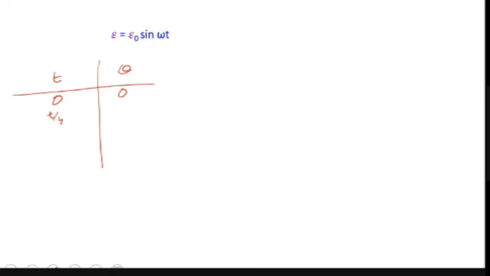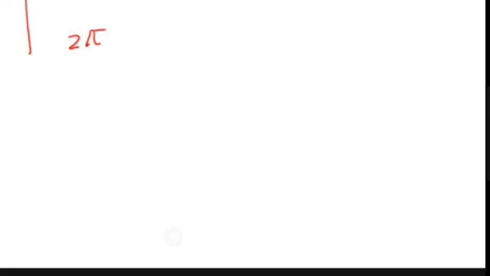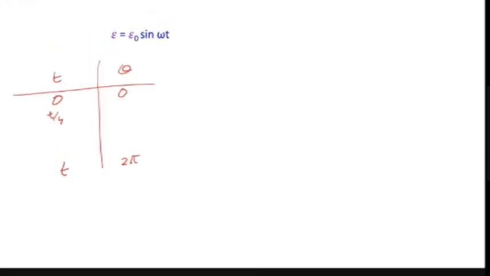Because total time T is required for 2 pi rotation. For pi by 2 rotation, it will take T by 4 time. Once again, I will explain it in order so that you can understand. First, initially 0. What is the time period? Time period is the time required for one complete rotation. One complete rotation means 2 pi, so the total angle rotated will be 2 pi.